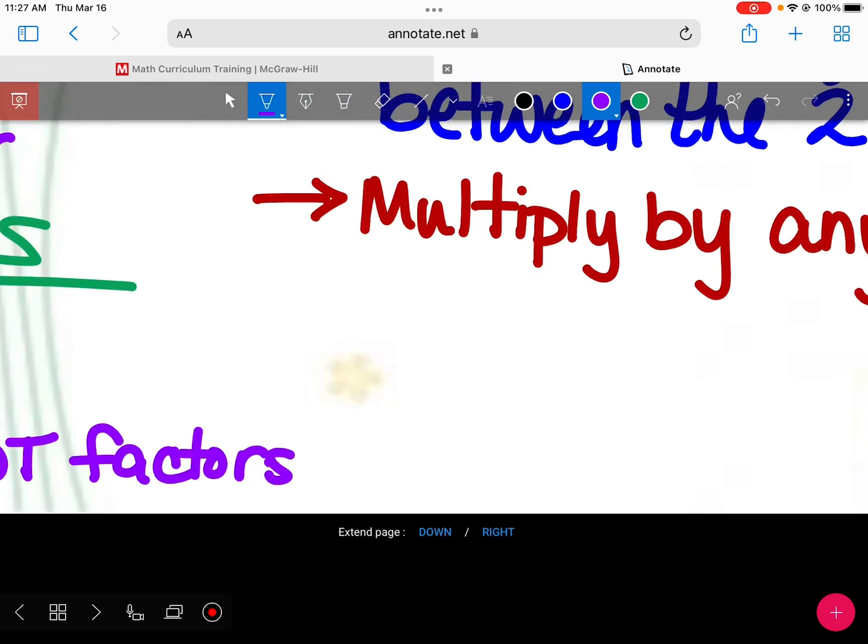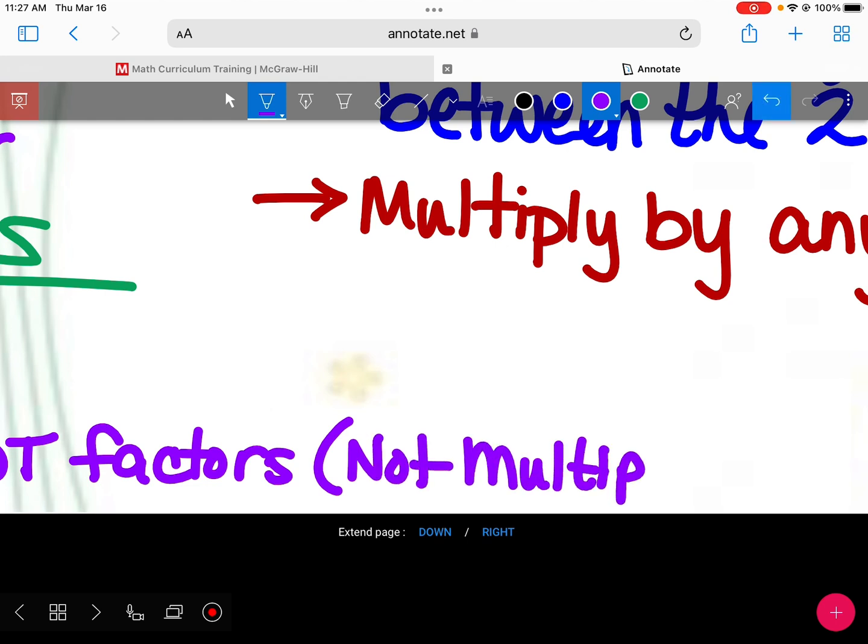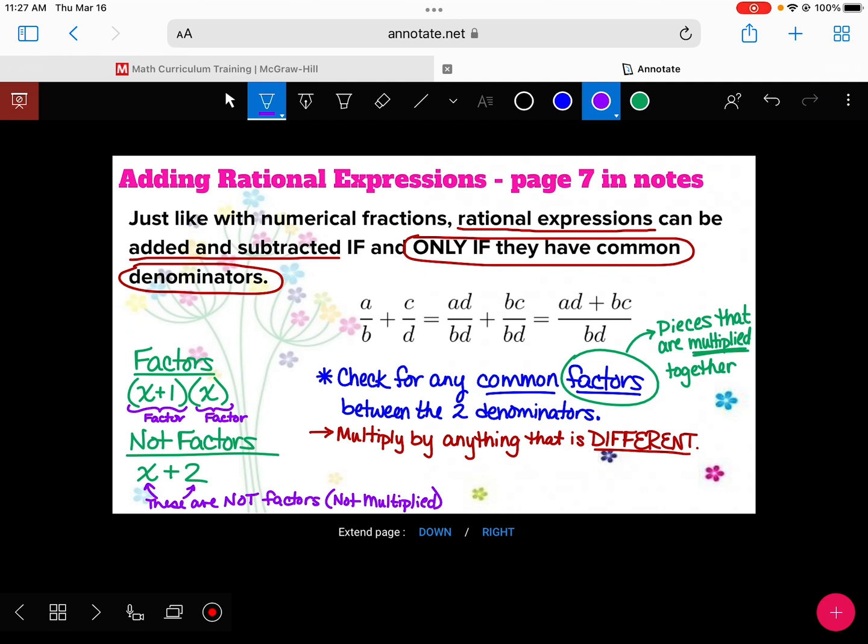So if it has parentheses, if it has... All right, so just to clarify a little bit, I can have something that is x plus 2 that is a factor if it's being multiplied to something else. But the x and the 2 on their own are not factors because what's in between them is not multiplication. Does that make sense? Okay. So when I'm asking whether or not these denominators have anything in common, I want to know if they have any pieces that are being multiplied that would be the same. Not pieces that are being added or subtracted that would be the same.